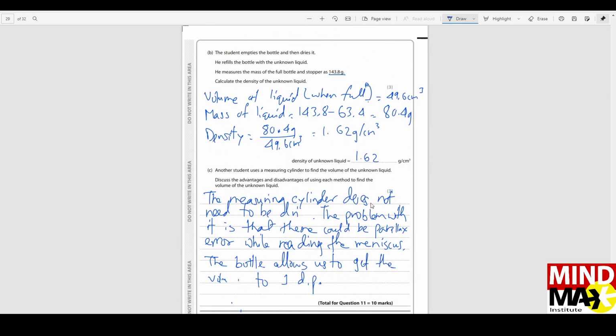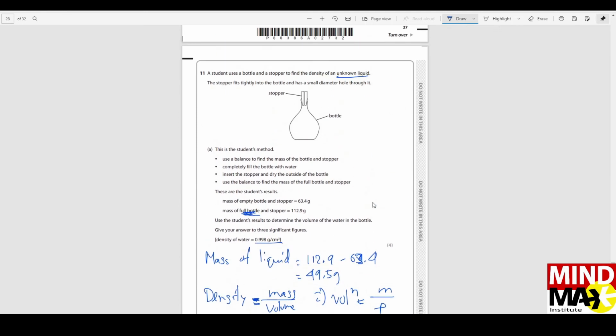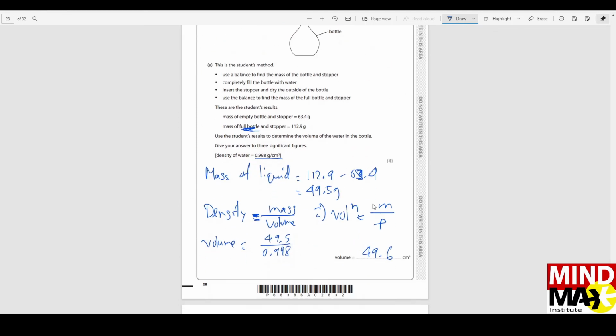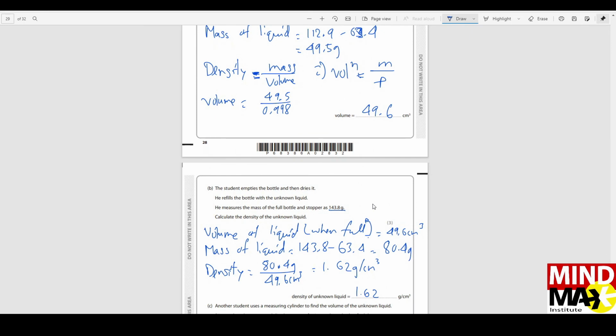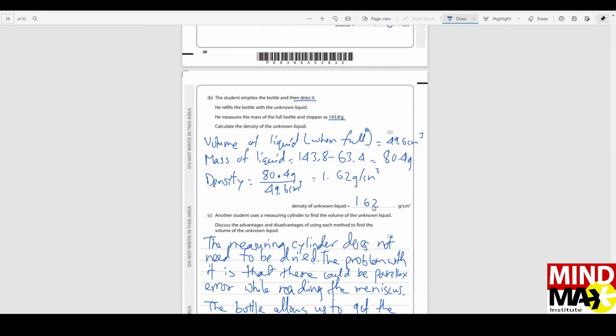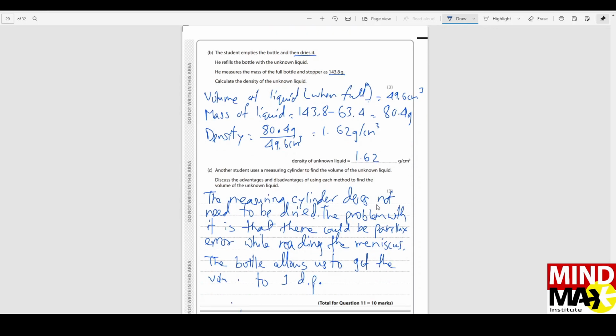The measuring cylinder does not need to be dried. In here you could see, insert the stopper and dry the outside of the bottle. They are drying the bottle again and again, because if you don't dry it, the residue of the water that's left behind is going to add to the mass. That's why you have to constantly dry it. The measuring cylinder doesn't need to be dried again and again.